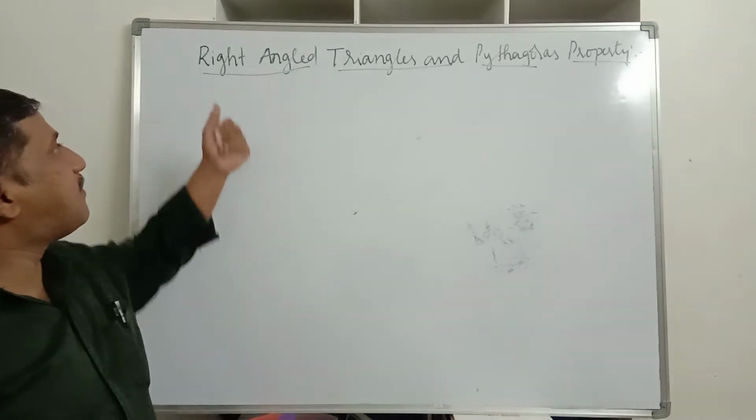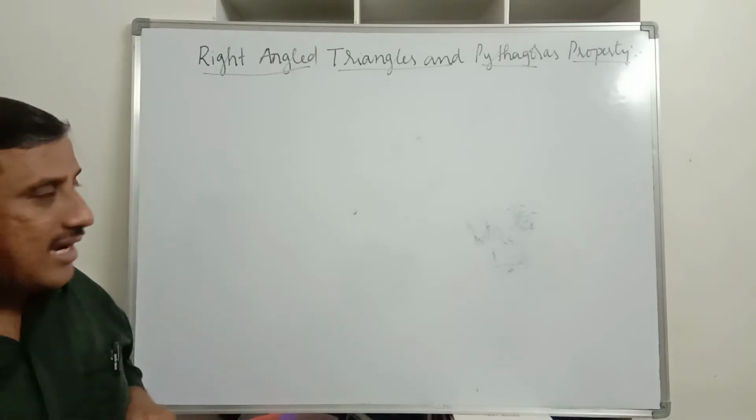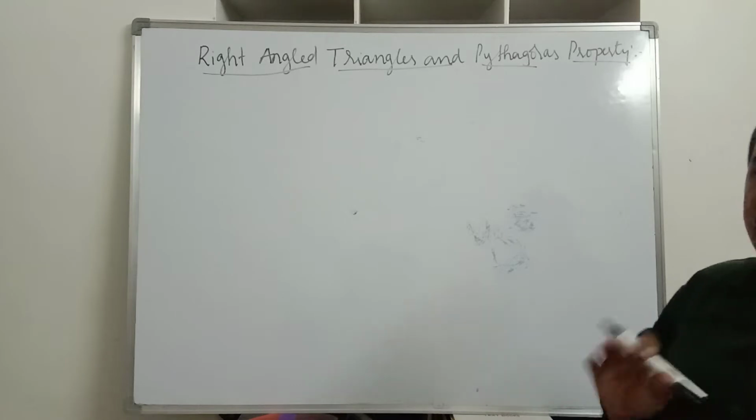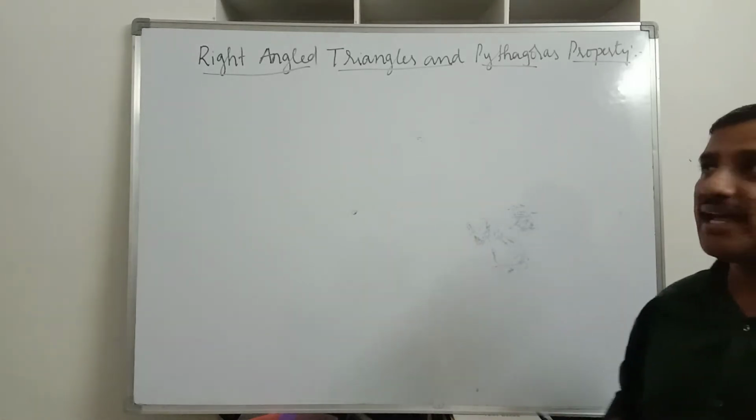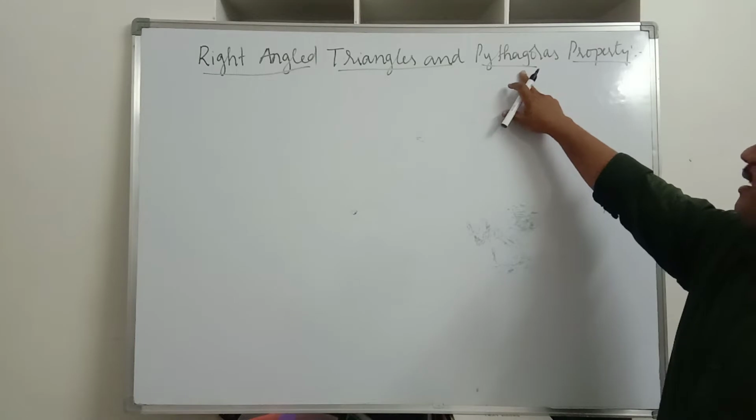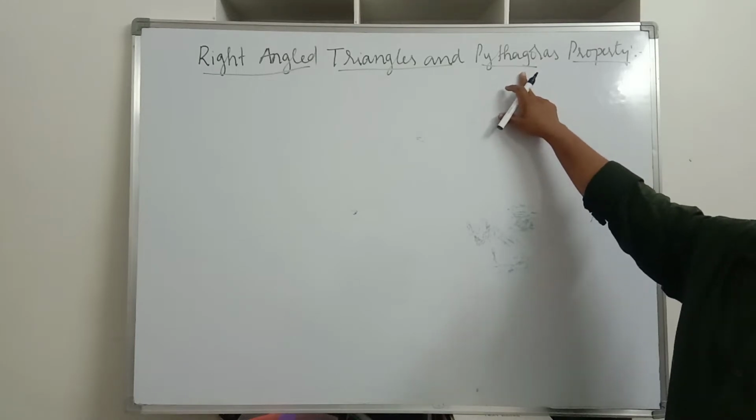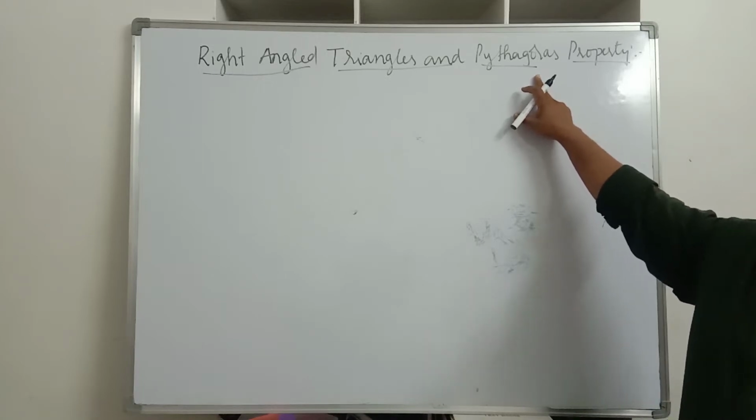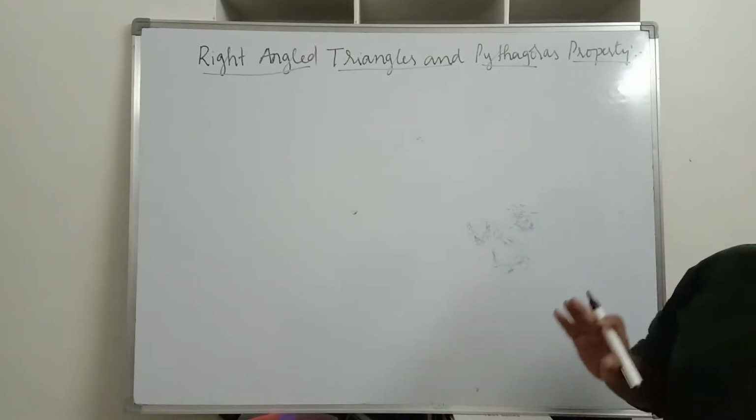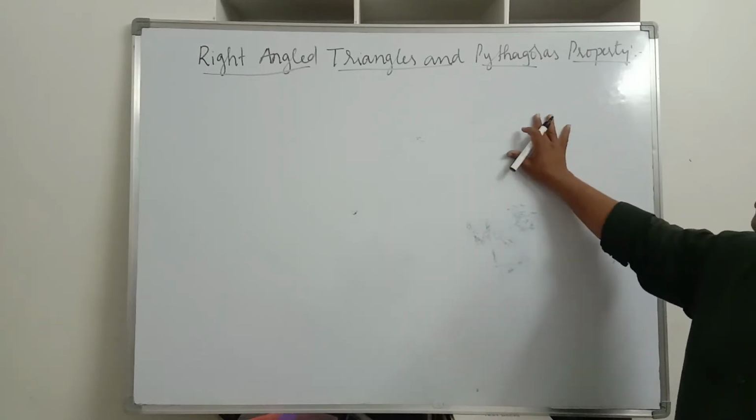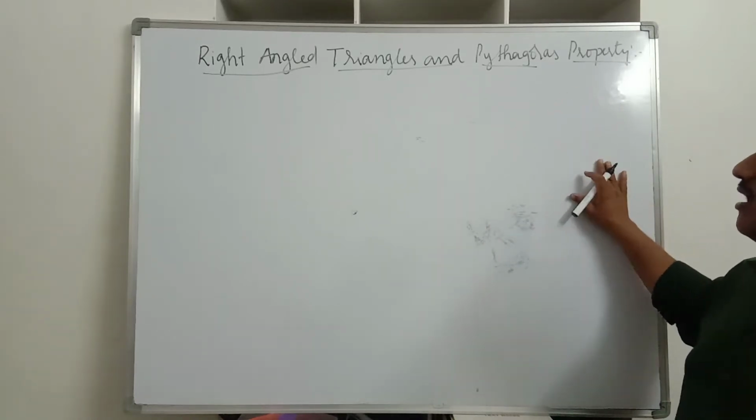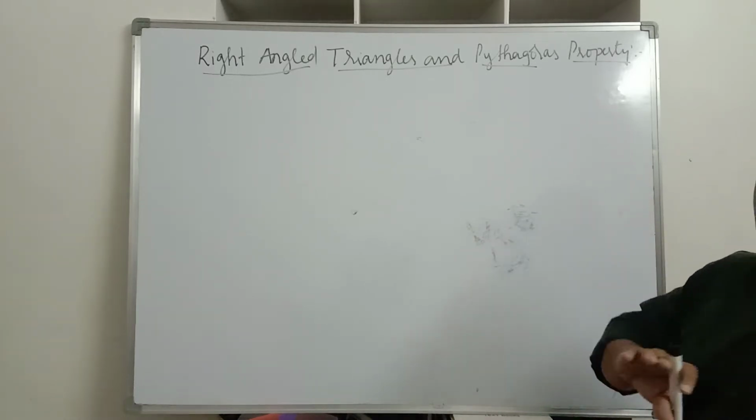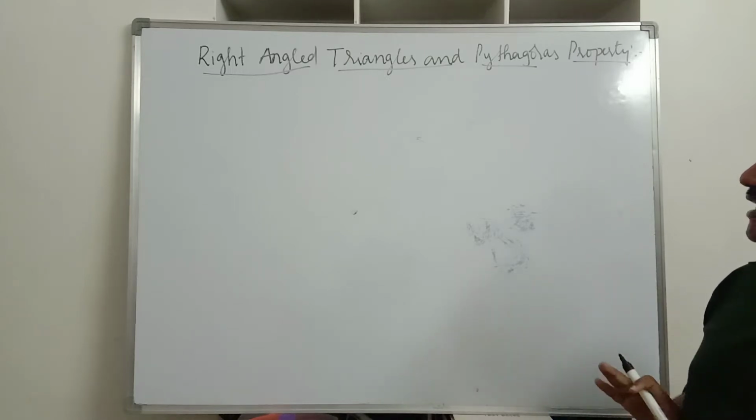Today we are going to discuss a special triangle named the right angled triangle, and a famous property related to a right angled triangle named after a famous mathematician and philosopher, Pythagoras. That property is known as Pythagoras property. So today we are going to study what a right angled triangle is, what Pythagoras property is, and where we use this property, that is, the application of Pythagoras property.